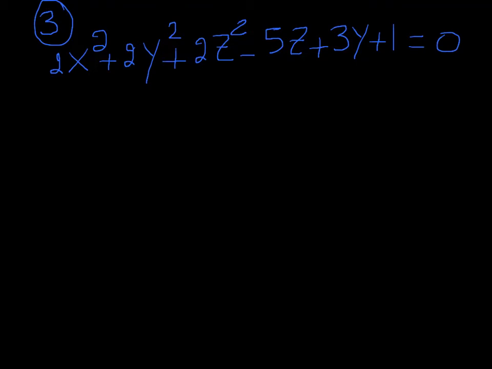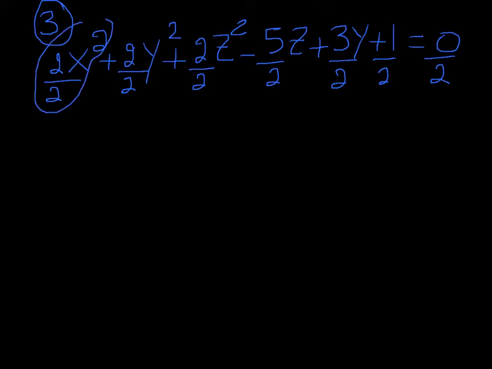Number 3, we want to find the center and the radius. We're going to go ahead and try to put this equation in standard form. The first thing I want to do is divide every single term by 2 to get rid of the leading coefficient. Once I divide by 2, I'm going to get rid of those coefficients. I'm going to group all the x's together. As you can see, this is the only term that has an x in it, it's x squared.